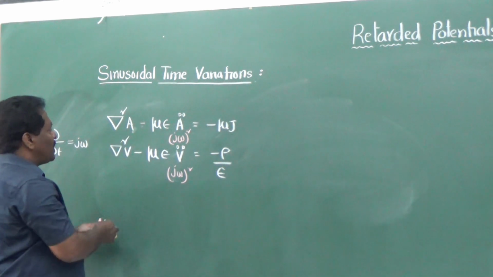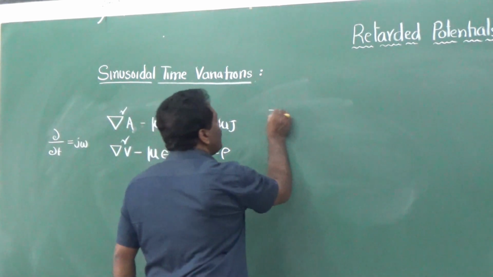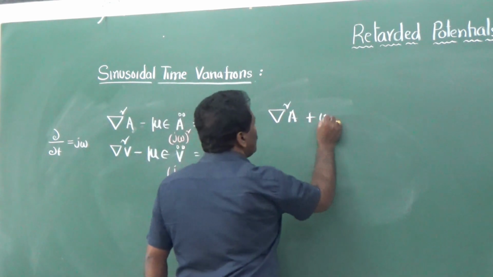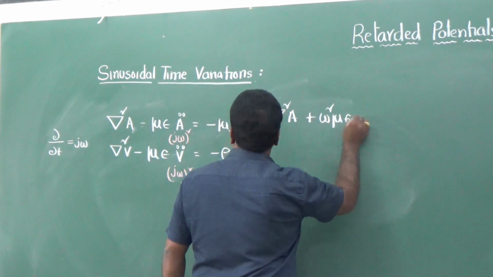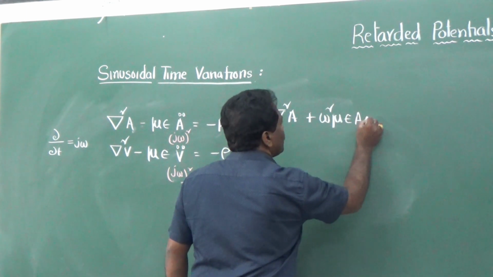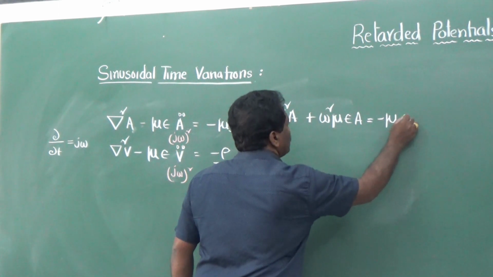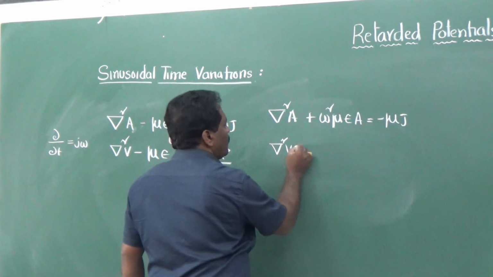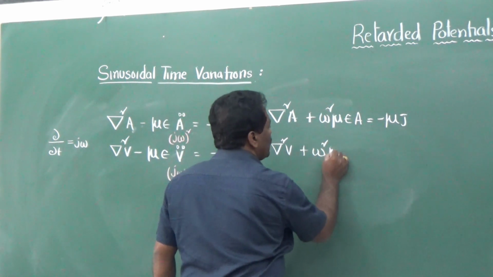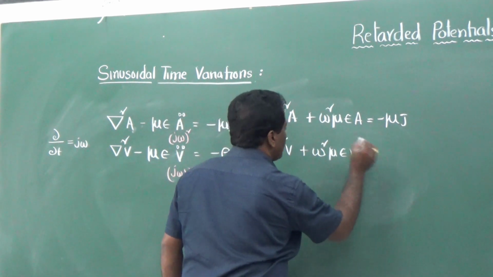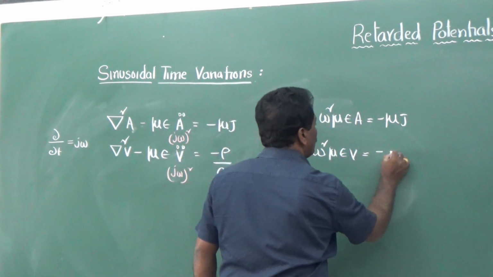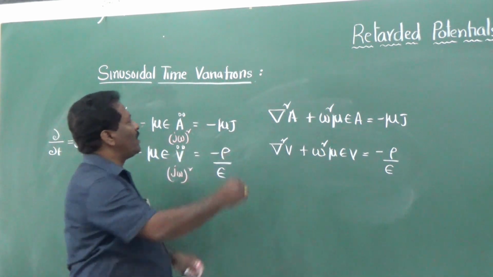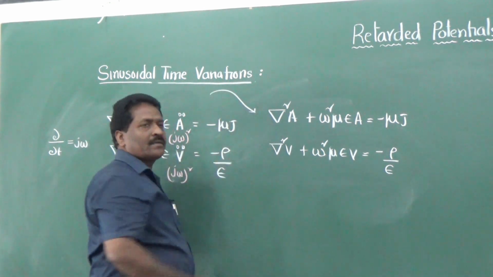So that's why I can write here, it becomes del square A plus omega square mu epsilon into A is equal to minus mu J. Similarly, del square V plus omega square mu epsilon into V is equal to minus rho by epsilon. So these are the two equations actually meant for the sinusoidal time variations.